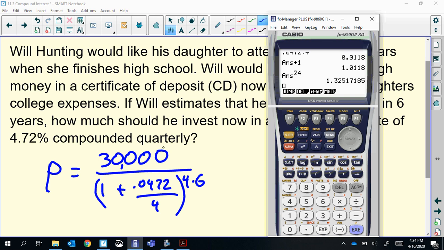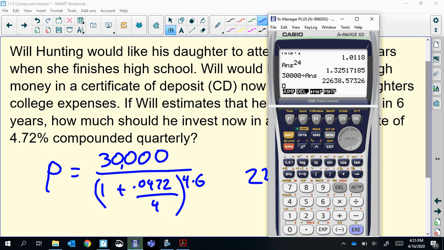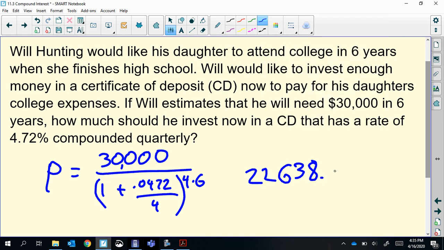And now we're doing 30,000 divided by all of that answer that we got, just following order of operations. Divided by 1.325. Instead of typing it, I'm just going to use shift answer. All right, so to have 30,000 in 6 years, she needs to invest now $22,638.57.